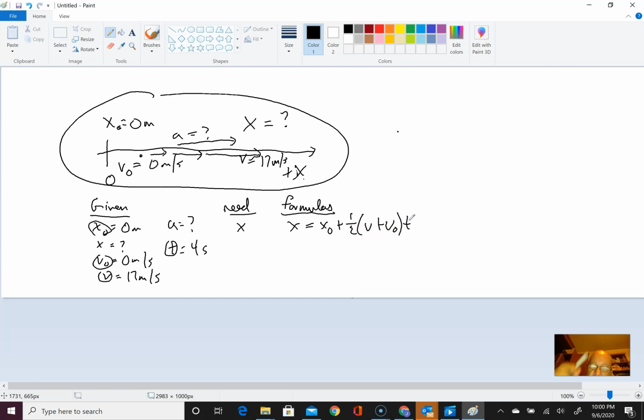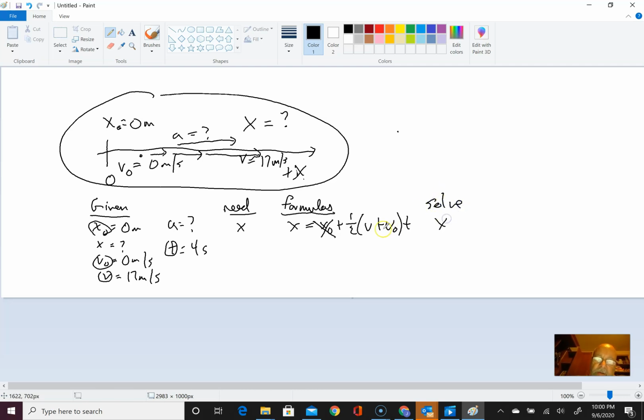Okay, and all this is saying is that my final position, which is what I want, equals the initial position, which is 0, so that's going to drop out, plus 1/2 times the initial velocity plus the final velocity. So I'm just taking the average of my velocities, and then I'm multiplying that times time here. And then, again, you don't need to know these yet, so don't freak out, don't worry about it. And then I'm going to solve the problem.